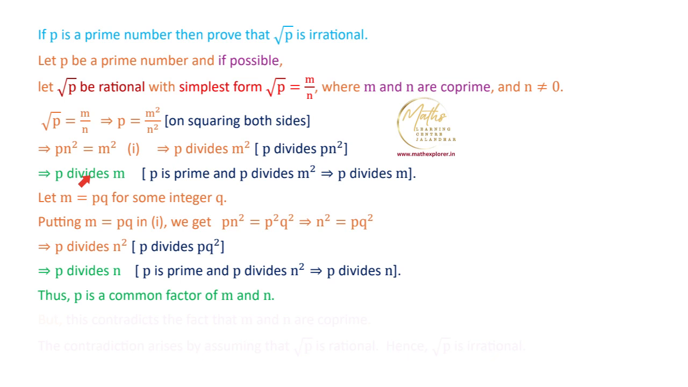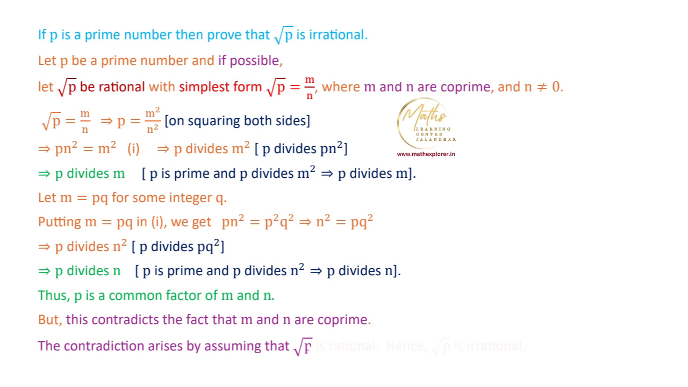We are talking about these two terms, p divides m, p divides n. It means that p is the common factor of m and n. And this is a contradiction to the fact that m and n are co-prime. We have considered that m and n are co-prime, so this contradicts the fact that m and n are co-prime. And this contradiction is arising because we have assumed that square root p is rational. It means that we cannot assume this thing, so we obtain that square root p is an irrational number.